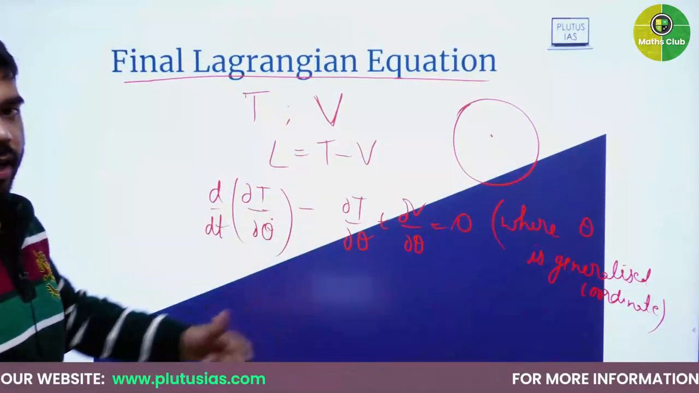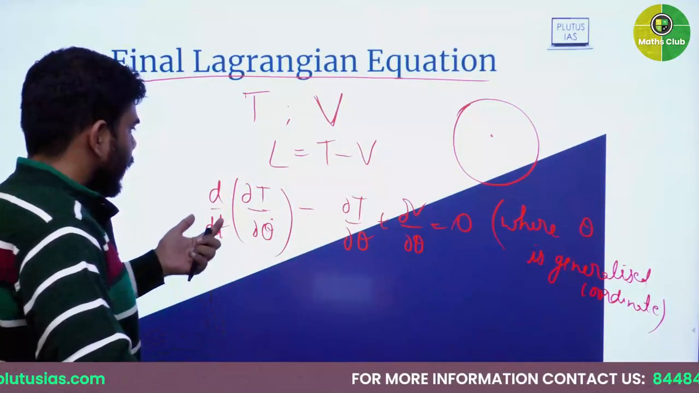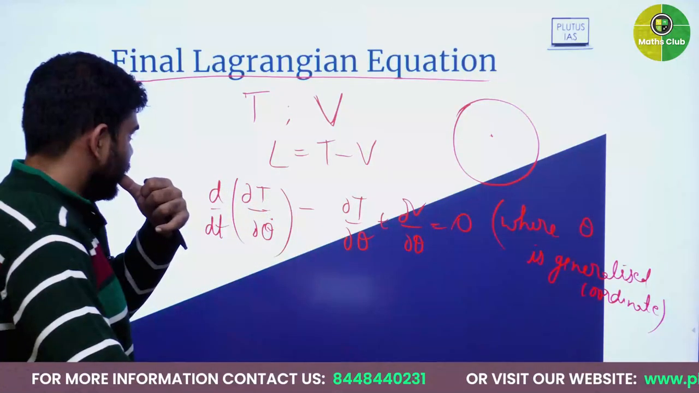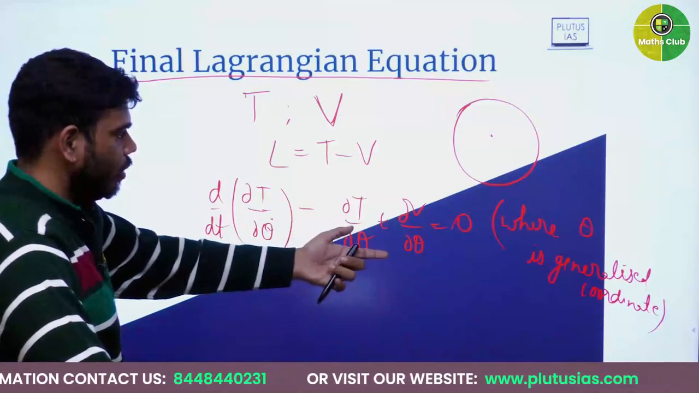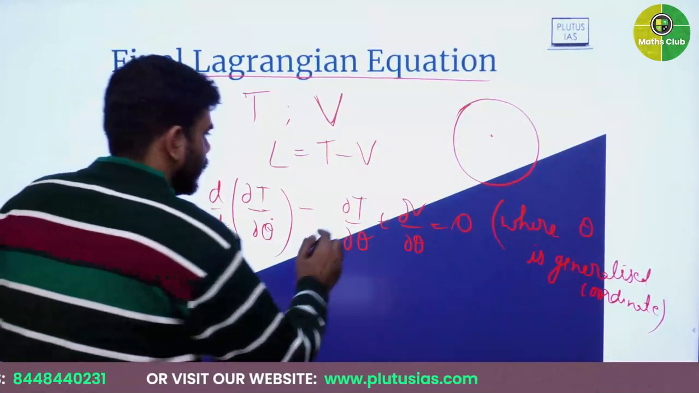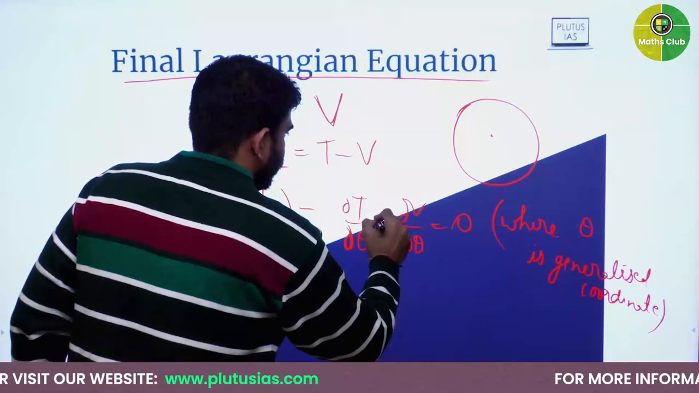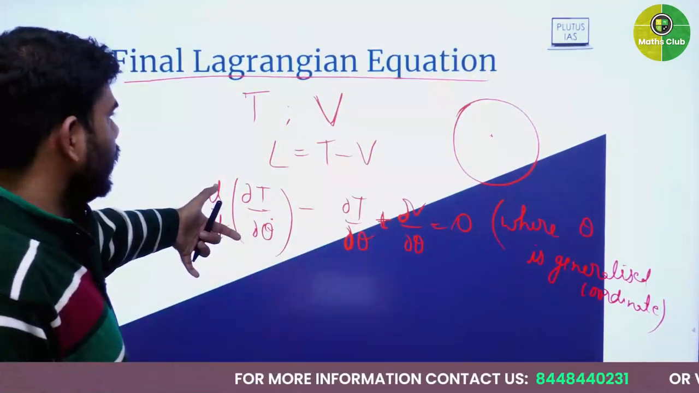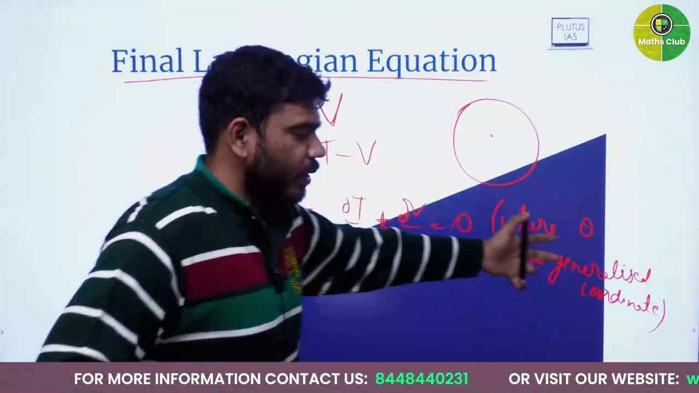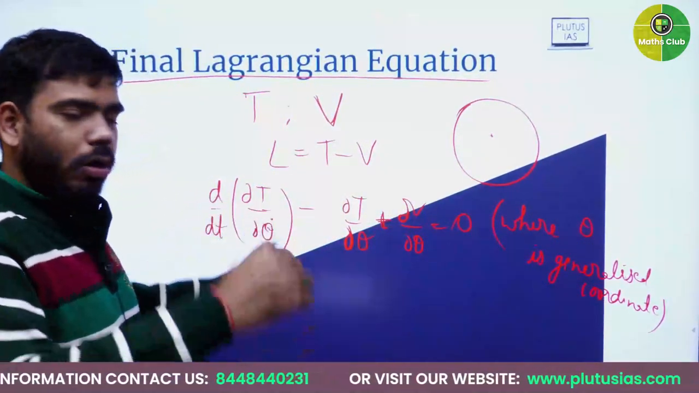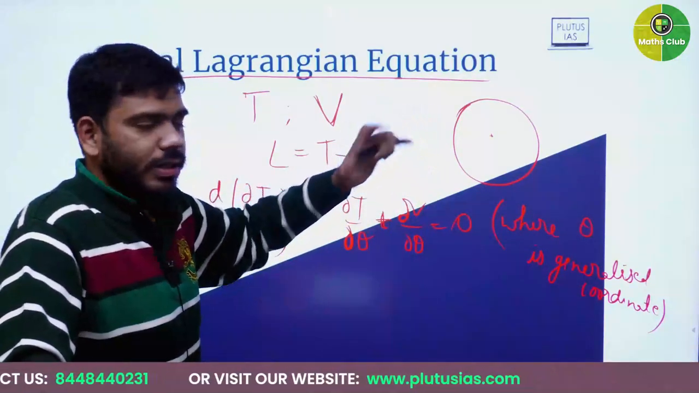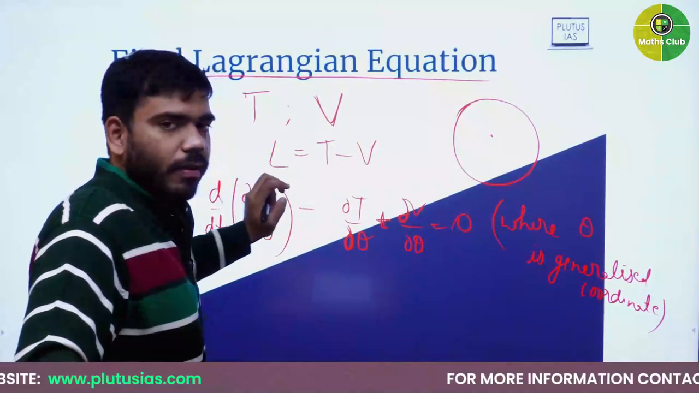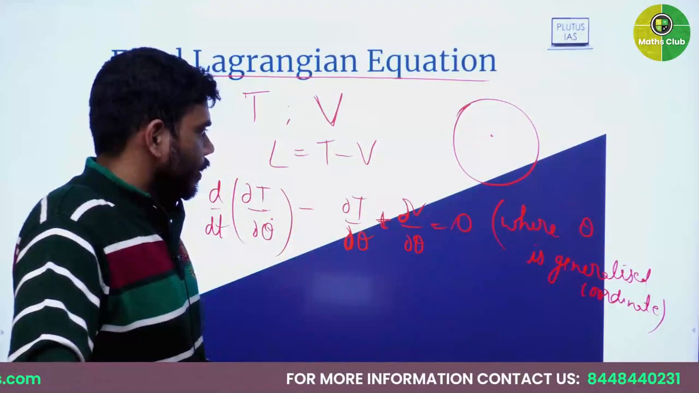This is the final Lagrangian equation. d/dt of ∂T/∂θ̇, this is a complete differential, partial differential of kinetic energy with respect to θ̇, minus ∂T/∂θ, this is also a partial derivative, plus ∂V/∂θ, this is also a partial derivative. So this is the final Lagrangian equation where θ is some generalized coordinate, and this will hold true for all the generalized coordinates the complete body has. For all the generalized coordinates this equation will hold true, right?